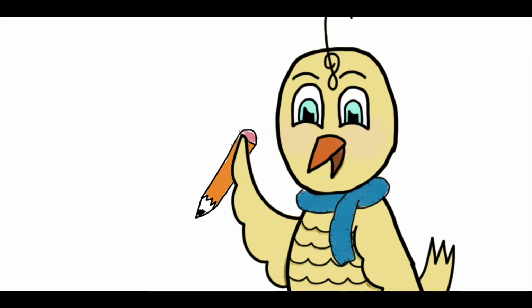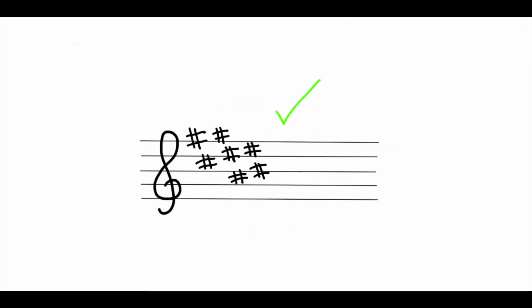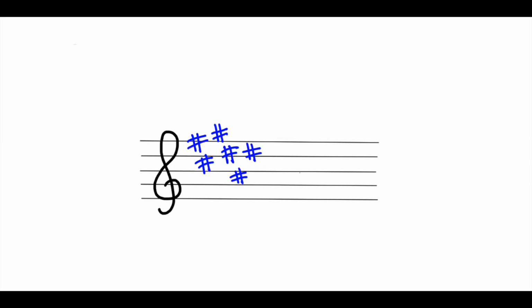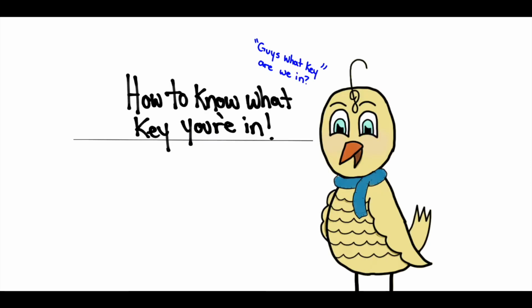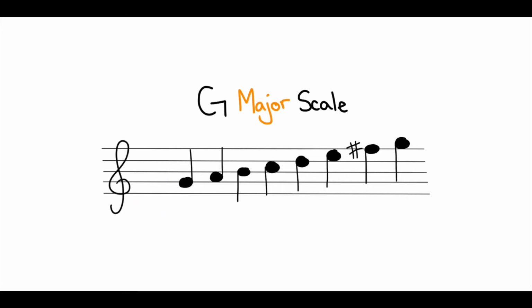When writing key signatures, you can't just place them all willy-nilly however you like. They have to be in a specific order. There can be up to a total of 7 sharps or flats in a key signature, with each variation being a different key. One way to figure out what the key signature is is by deconstructing the scale. For example, we know that the C major scale has no accidentals, so the key of C major won't have any sharps or flats. We also know that the G major scale only has 1 sharp, which is F, so the key signature for G major will always have 1 sharp on the F line.